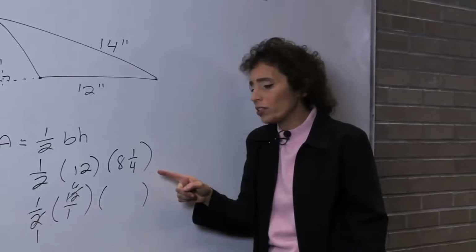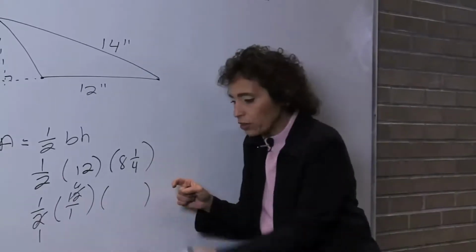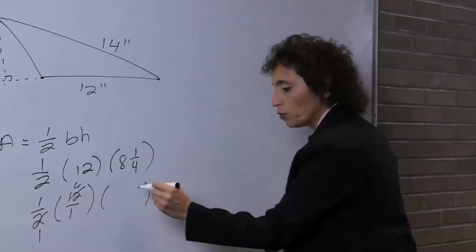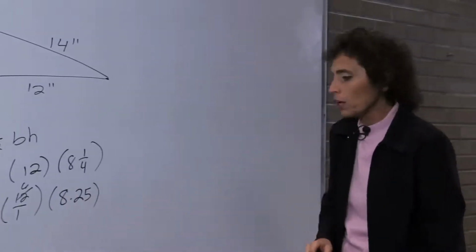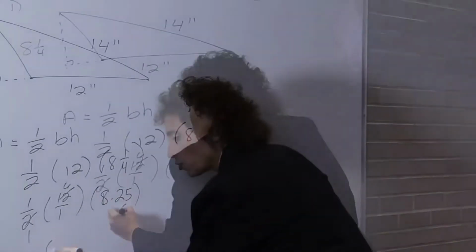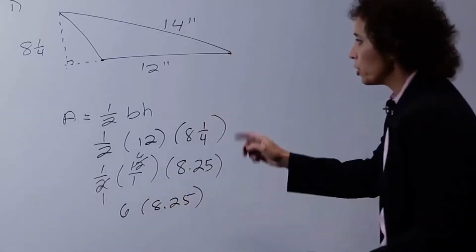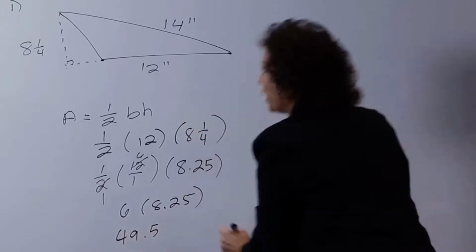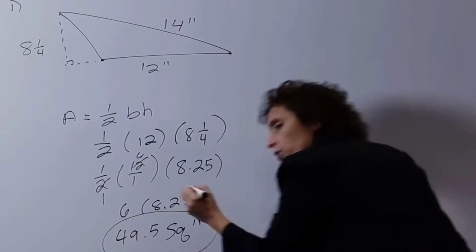Now this is up to you. 1/4 is 25 cents. I can either use 8.25 here, or I can change this to a mixed number. You might want to put 8.25 here. Absolutely up to you. Pick your own poison, you know? So now we're multiplying really 6 times 8.25. And when we do that for the triangle, we get 49.5, and it's inches, square inches. And that's all there is to it.